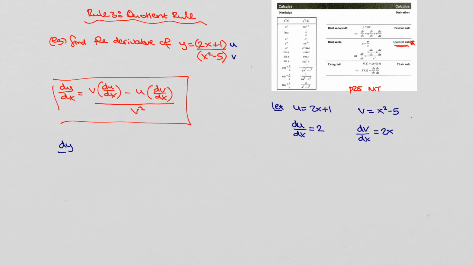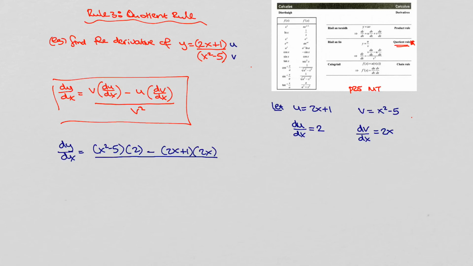So we have dy dx is equal to v, which we said was x squared minus 5, times du dx, which we've found out is 2. Be careful here, it's minus u, which is 2x plus 1, times dv dx, which is 2x. And you can see I'm putting everything in brackets because, again, I always say to you, brackets are your best friend, especially when you have a negative sign there. It's going to stop you from making those mistakes in multiplication.